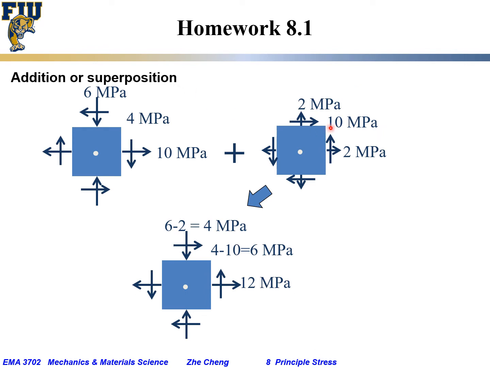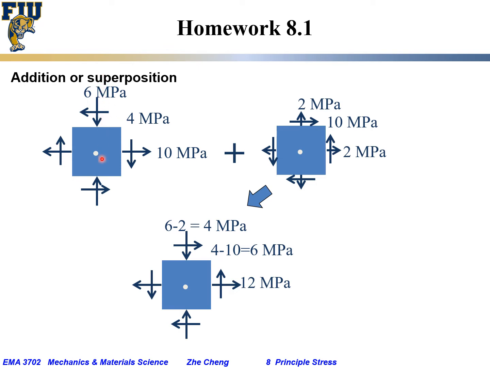After we did the transformation or rotation for the stress state on the right, now we do the superposition for the two stress states. This is the original stress state on the left, this is the stress state on the right, but after rotation or transformation. Now they are aligned, so we can do the superposition or simple linear addition. For the horizontal x direction, it will be 10 megapascal for tensile, 2 megapascal for tensile. The combined will be 12 megapascal for tensile.